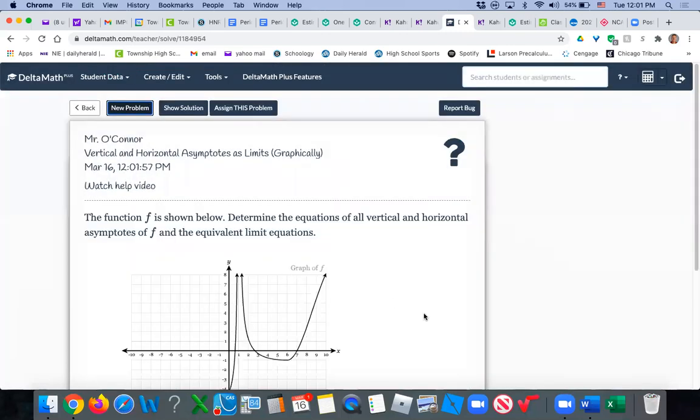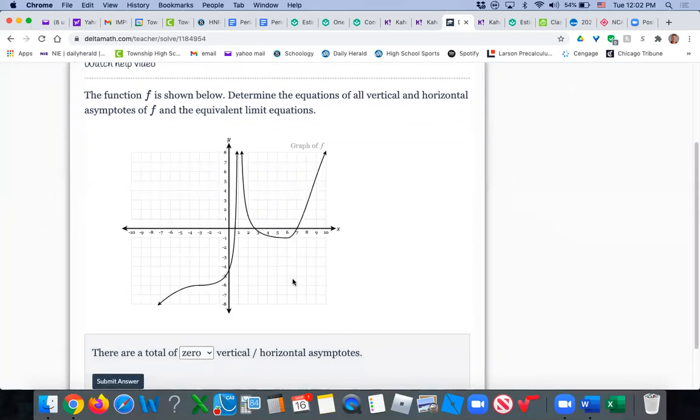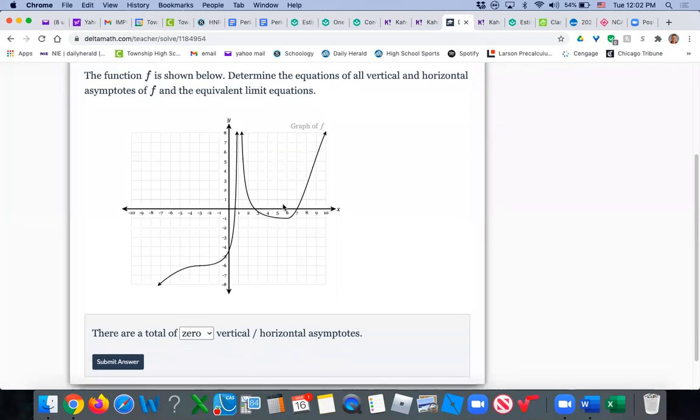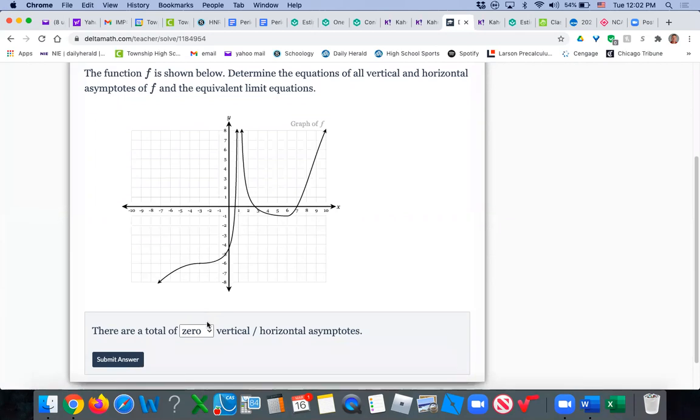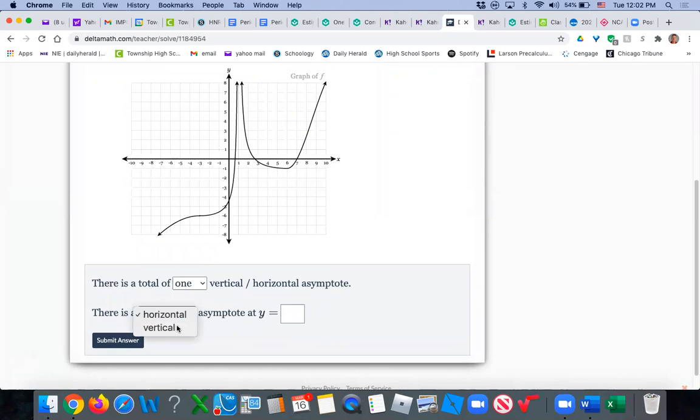And these are going to be similar to your homework. So looking at this function, I have a suspicion there is a vertical asymptote here, because they both explode up to infinity. I don't think there are any horizontal asymptotes because this appears to continue to go downward, and this appears to continue to go upward. But I do think there would be a vertical asymptote here. And so I'm going to say there is one vertical asymptote at x equals 1.